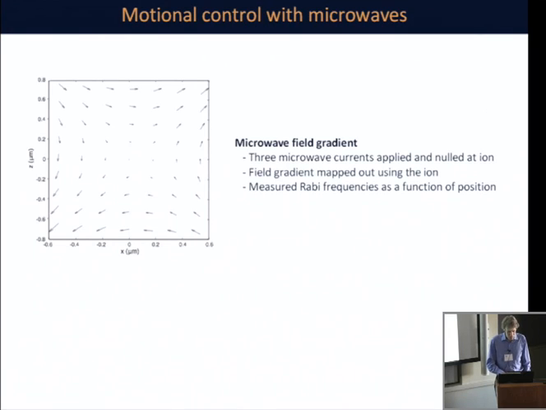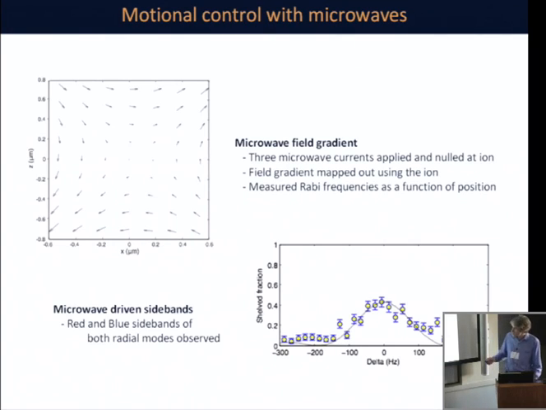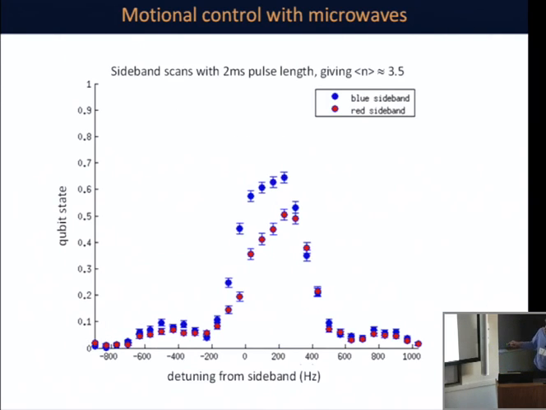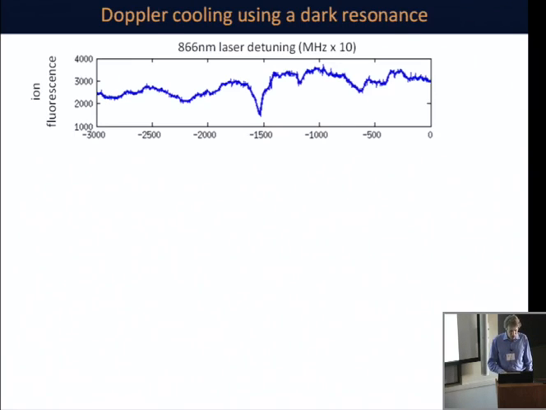So we have done a little bit of motional control with the microwaves, mostly with single ions up to now. That's what the gradient looks like, and we can see the microwave motional sidebands here. This is a scan of the red and blue sideband, telling us something about the motional mode occupation number on the radial mode of the trap. This is with a 2 millisecond sideband pulse, so still a relatively low microwave power.